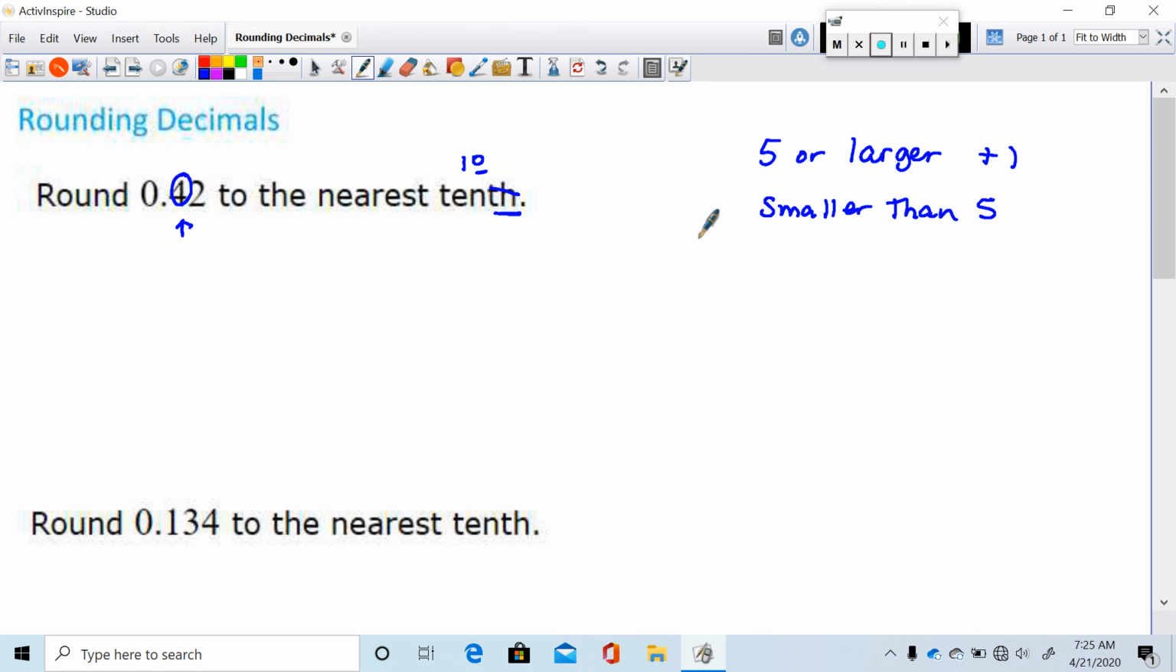and I say it, I don't mean that number. That's not the number we're looking at. I shouldn't have put an arrow there. I apologize. Let me fix that. We're trying to decide what to do with the circle number. If it's smaller than 5, you leave it alone.